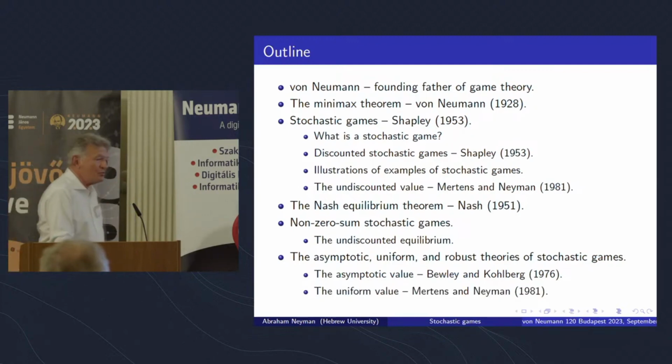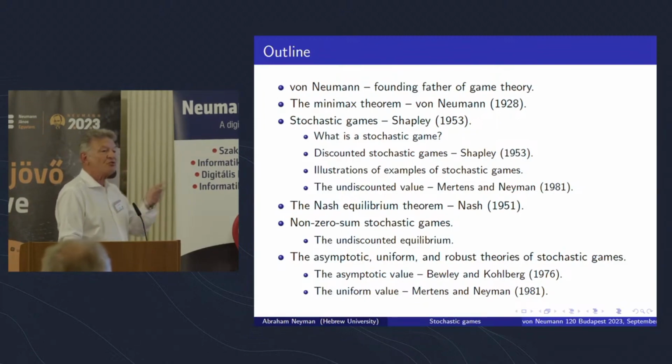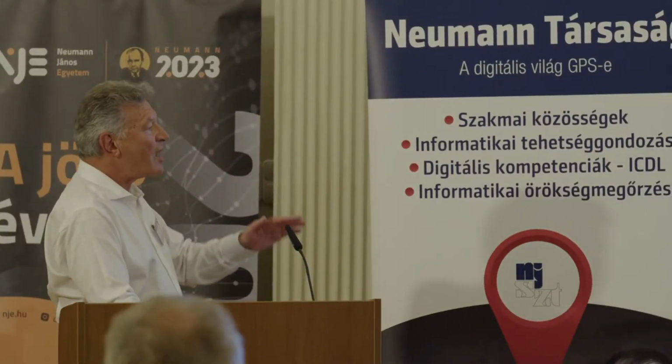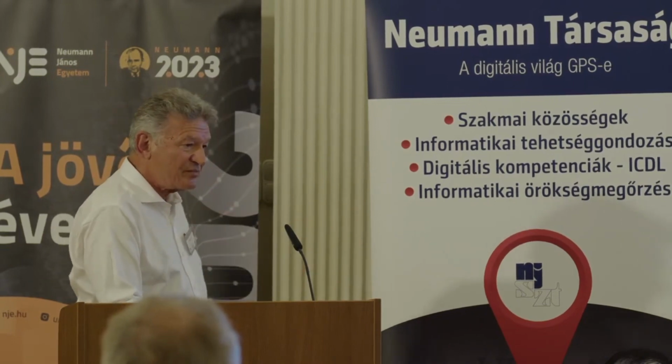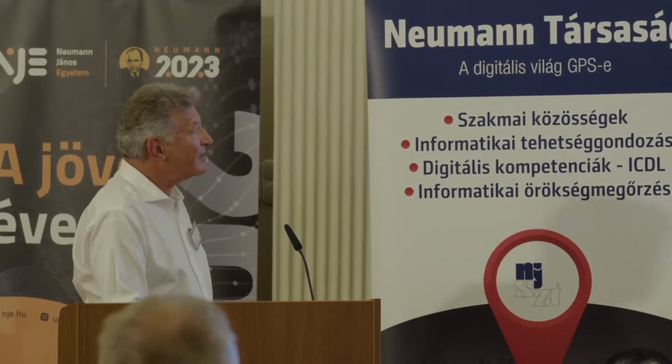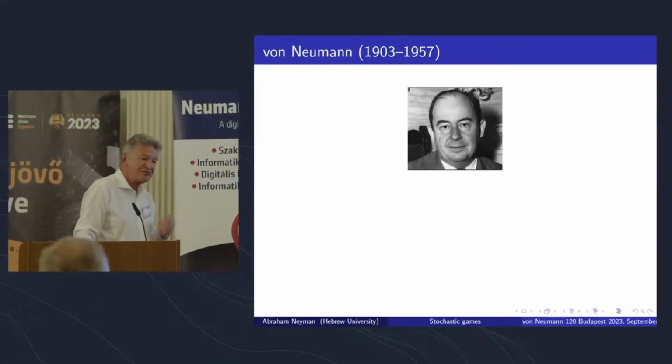The uniform value, which was initiated by the work of Mertens and mine, was not only to show that these values converge, but that there is one single strategy that a player could utilize, optimizing simultaneously for all the stochastic games with sufficiently patient players. And the final thing is the robust solution of finite stochastic games, which tried to show how, in a family of stochastic games, you could vary your optimization in a continuous way, in a uniformly continuous way. So let's go back to the first part.